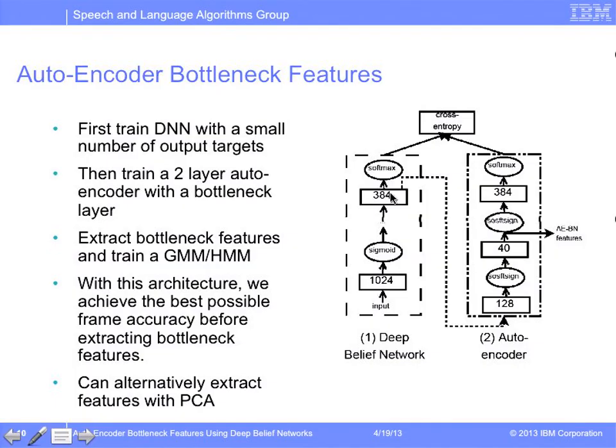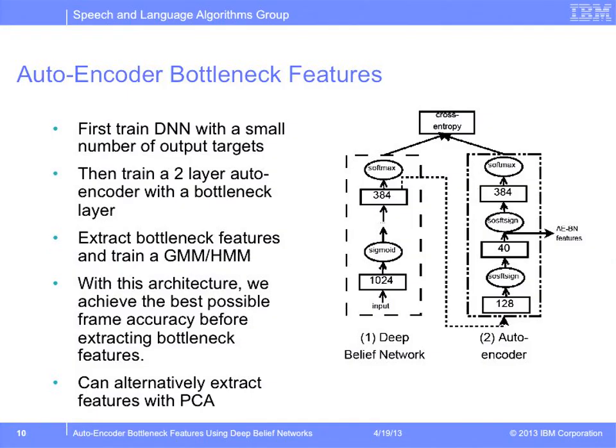One way to do this dimensionality reduction is to use an autoencoder, where you take the output before the softmax, and then you're effectively trying to reconstruct the input. So this is one way to do it. We've also looked at doing PCA or an LDA. They're all about the same in terms of performance.